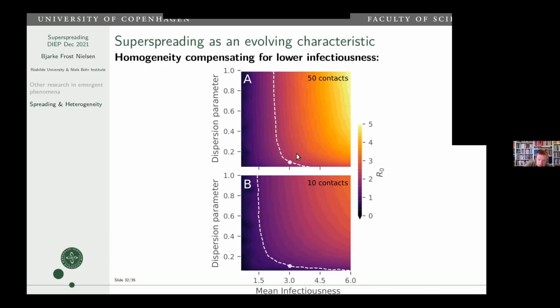So just to make it more clear, if you have the ancestral variant, the good old COVID classic, then maybe I should go down to the bottom plot where it's even more extreme with 10 contacts. Then you could actually halve the mean infectiousness and keep the same effective average number of infections by just being homogeneous. So that's what you can see. You can follow this contour, right?